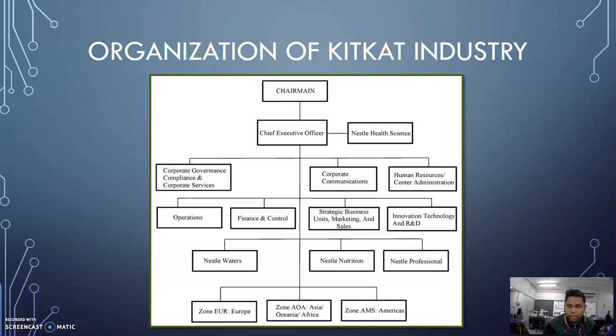So they divide into three. They are in one world. They have Zone Europe, and also Zone AOA, which is Asia, Oceania, and Africa. The last zone is Zone AMS, which is the Americas.